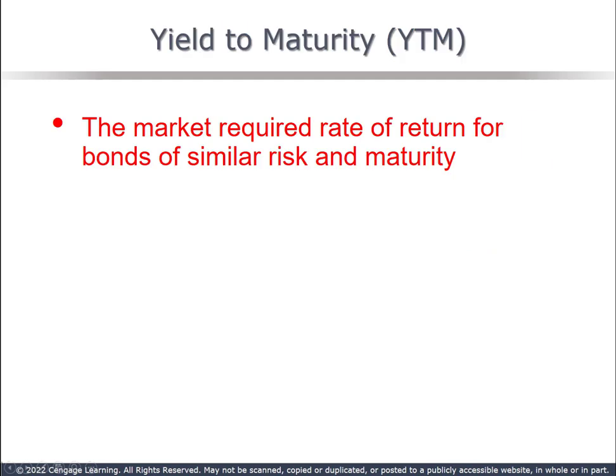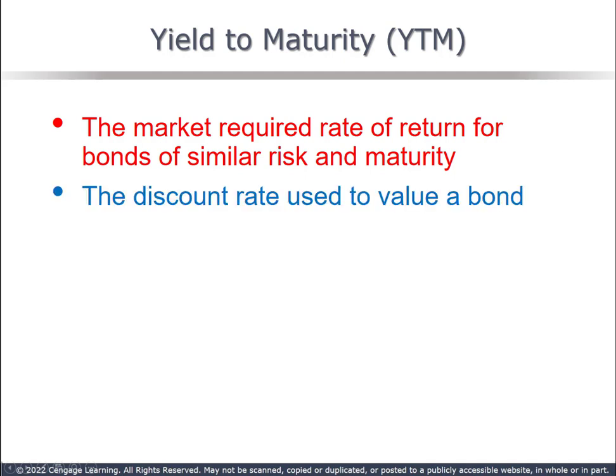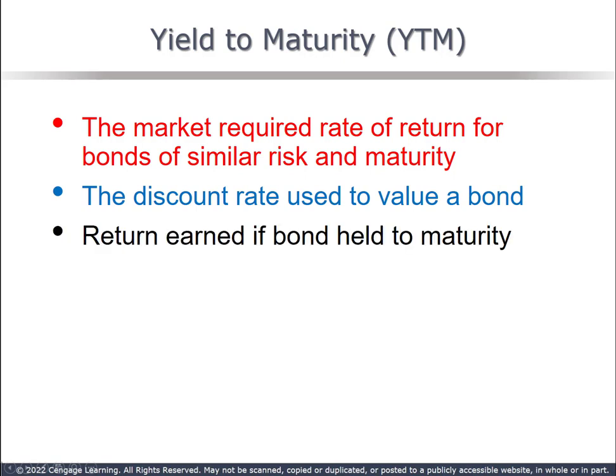So far, we've looked at how to find the price of a bond, but the truth is bond prices are quoted. What is not observable is the yield to maturity, the market required rate of return on a bond. Yield to maturity is the discount rate used to value a bond, and as it changes, the value of the bond changes inversely. Yield to maturity is also the return earned by an investor who buys the bond and holds it to maturity.